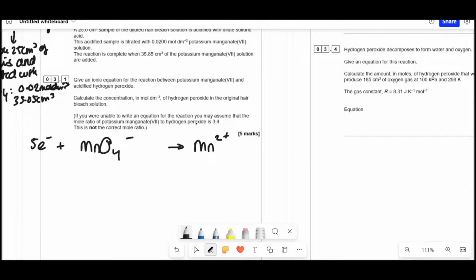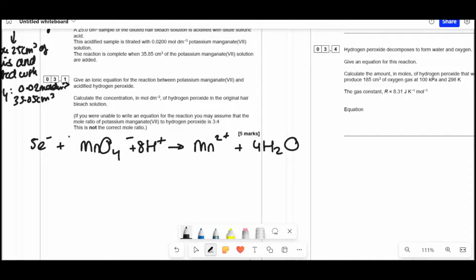Next, we need to balance our oxygens. The only way to add oxygen is by water. So we need 4 oxygens, which means we're going to have to add 4 H2Os here. But then we don't have any hydrogens on this side. So we add the number of hydrogens we need to get here, which is going to be 8 H pluses. And then you just double check the charges add up.